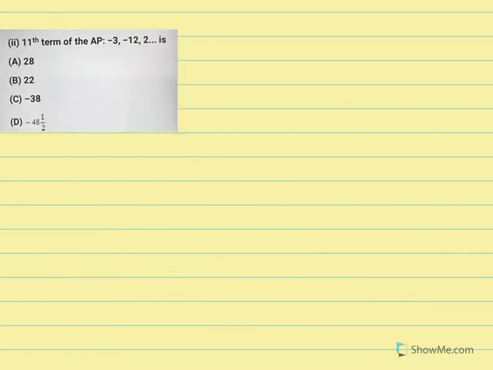Find the 11th term of the AP. So our AP is minus 3. This is given wrongly to you. It should be minus 1 by 2. Okay, so it's minus 1 by 2. Then you have 2, and it goes on.